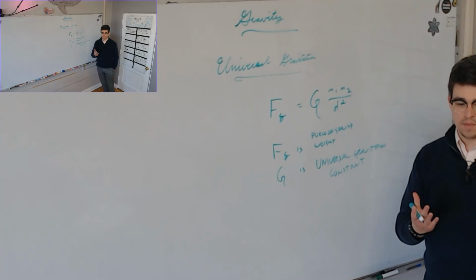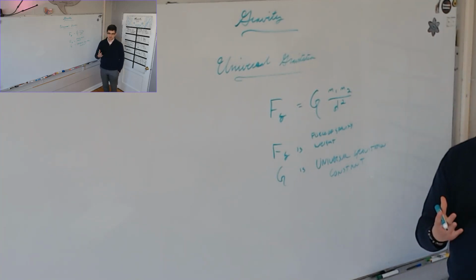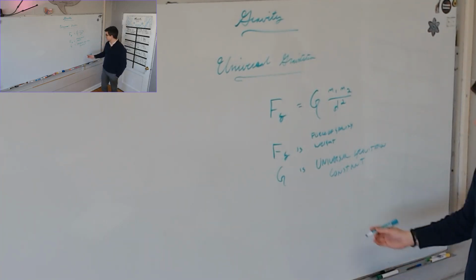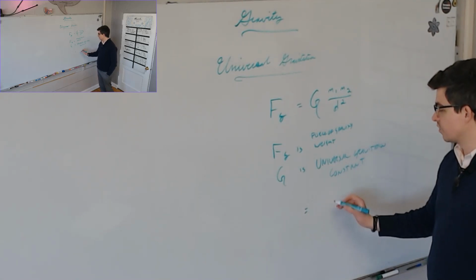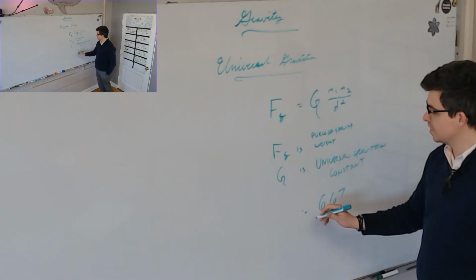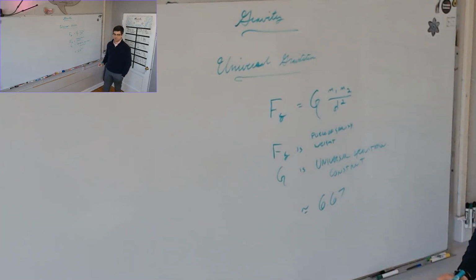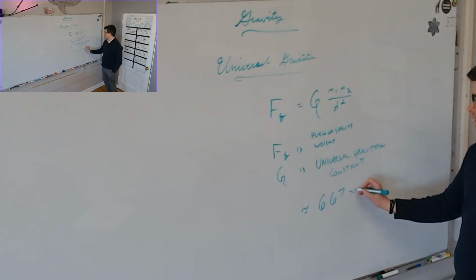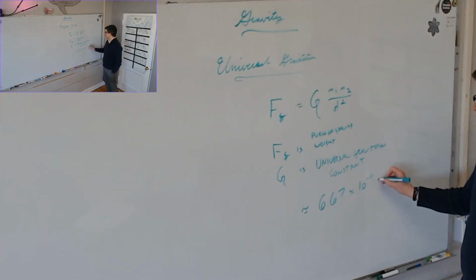And we can easily imagine another universe with functional physics having a different universal gravitational constant. But in our universe, it is everywhere 6.67. When I say everywhere, I'm going to change this to approximately equal to, because we're not going to measure it out to 100 decimal places. 6.67 is all that you need, times 10 to the negative 11th, newton meters squared per kilogram squared.